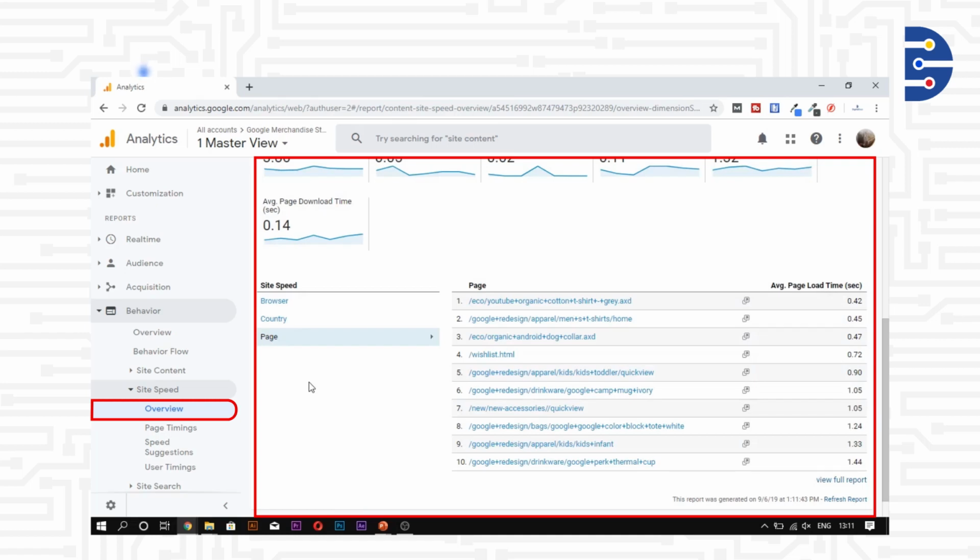Understanding the behavior of the website visitors with the website is critical in making the website more engaging to our audience.